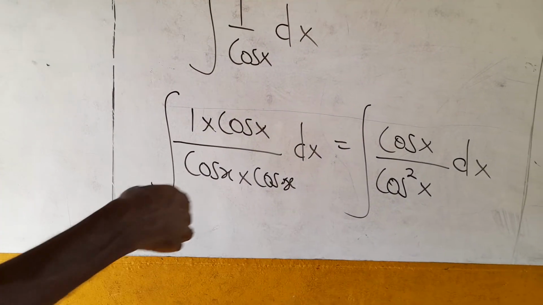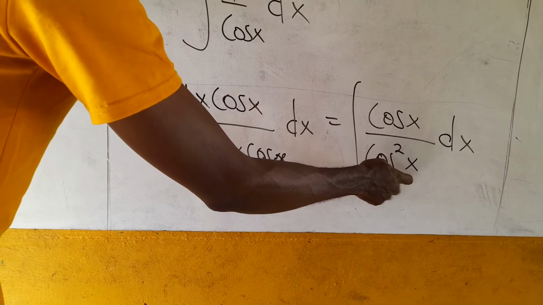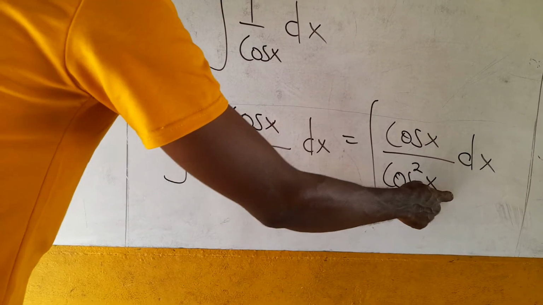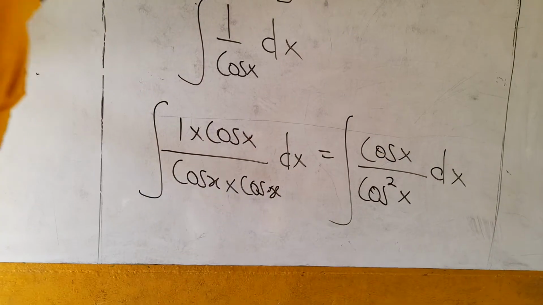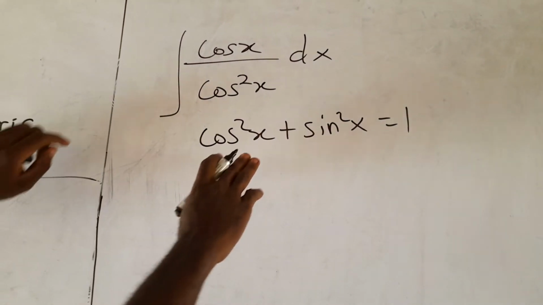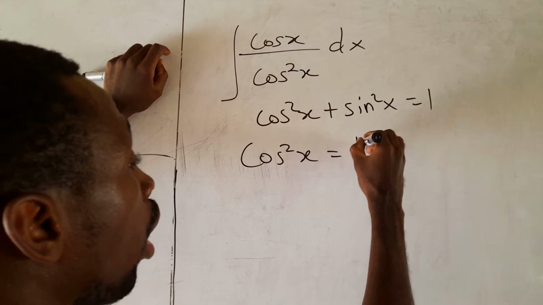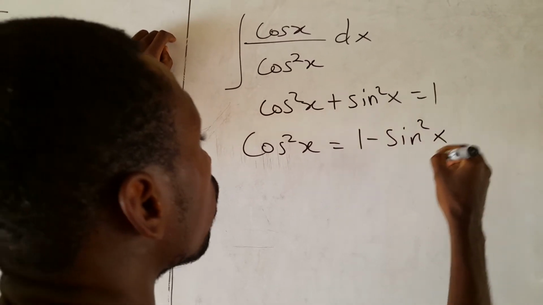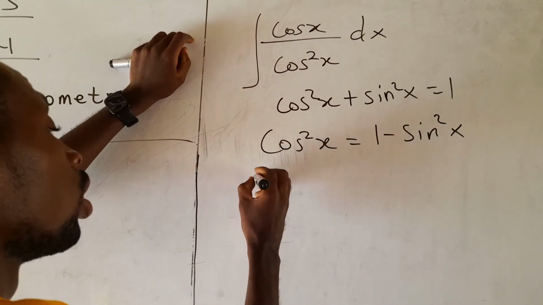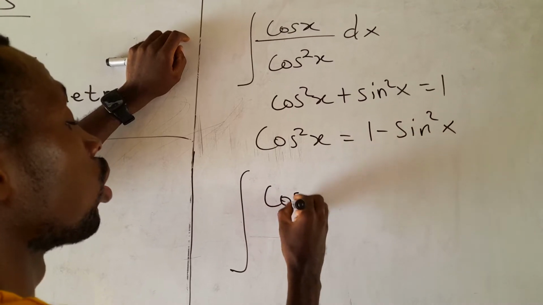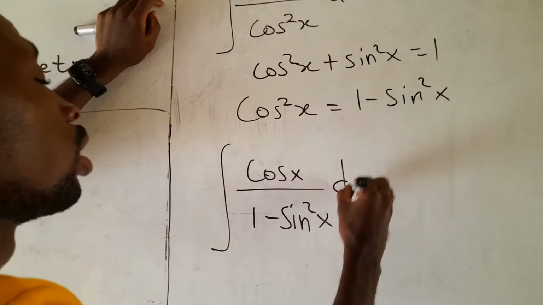I hope you get that. Now look at it. Cos square x has a relationship with sine. Remember, cos square x plus sine square x is equal to 1. So we make cos square x the subject there, then we substitute. So I say cos square x will be equal to 1 minus sine square x. In place of cos square x, I'll put 1 minus sine square x. So I have the integral of cos x over 1 minus sine square x dx.